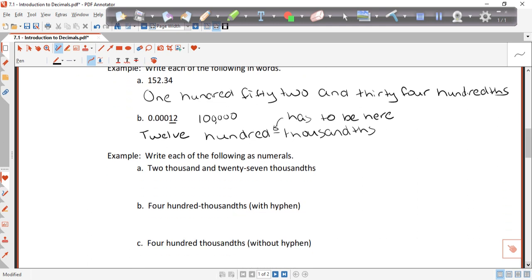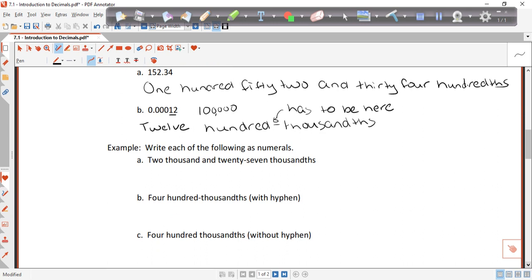Next one, 2,027 thousandths. We're going to go the opposite direction and write this as a decimal. So we start with the 2,000 and is decimal, and then it's 27 thousandths. So thousand, think of 1,000 has 3 zeros. So we're going to have 3 spots to the right, and you're going to write 27 as far to the right as possible, and then fill in zeros.